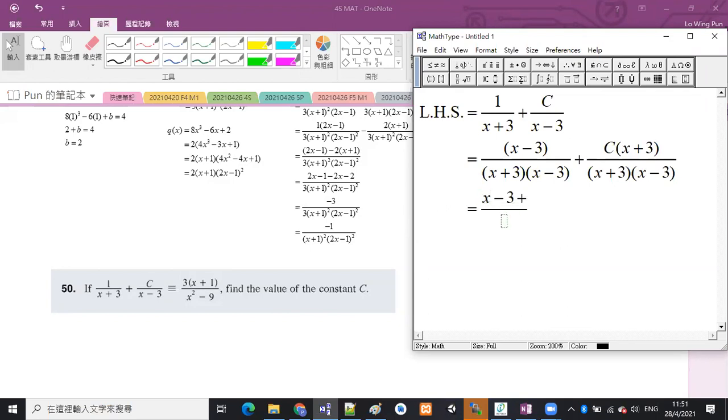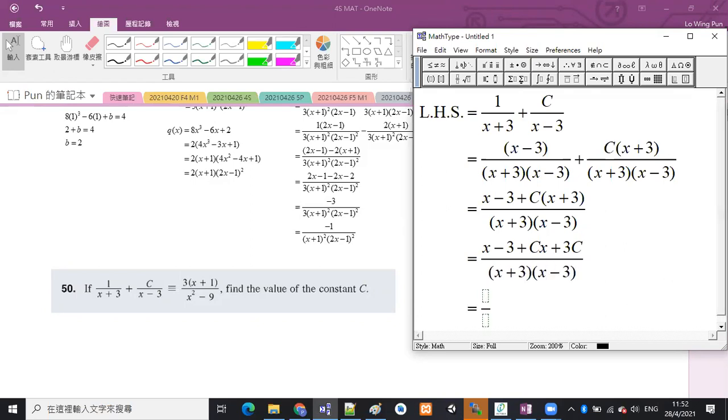(x minus 3) plus c times (x plus 3) over this, which becomes x squared minus 9. Can you see this? (x plus 3) times (x minus 3). I want it to be in factorized form. The denominator is better written in factorized form. Later I will factorize the x squared minus 9 on the right hand side. And then for the numerator, I need to group the like terms together.